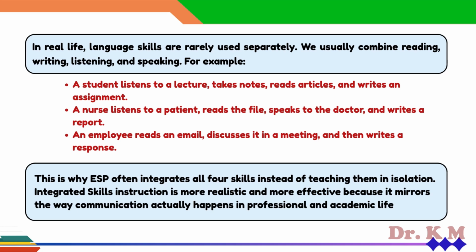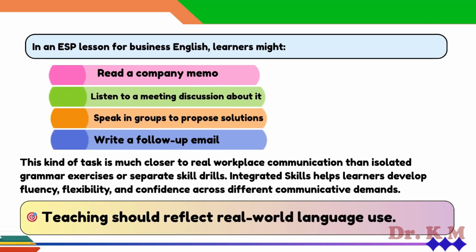Integrated skills instruction is more realistic and more effective because it mirrors the way communication actually happens in professional and academic life. For instance, in an ESP lesson for business English, learners might read a company memo, listen to a meeting discussion about it, speak in groups to propose solutions, and write a follow-up email. This kind of task is much closer to real workplace communication than isolated grammar exercises or separate skill drills. Integrated skills also helps learners develop fluency, flexibility, and confidence across different communicative demands. So, this foundation reinforces the main ESP principle. Teaching should reflect real-world language use.